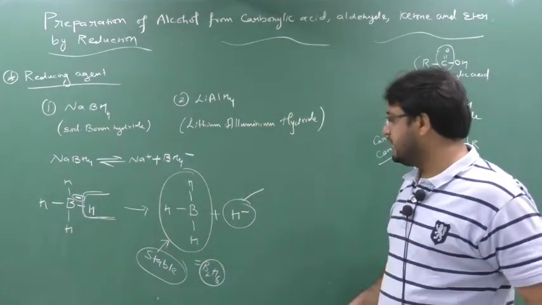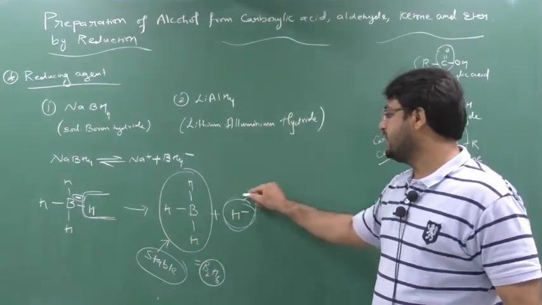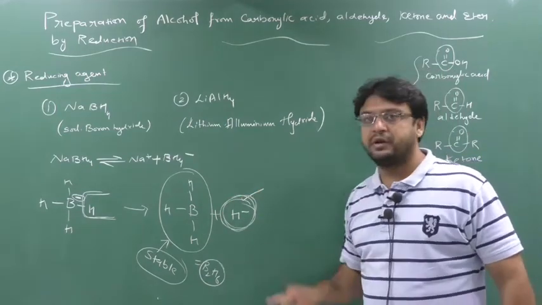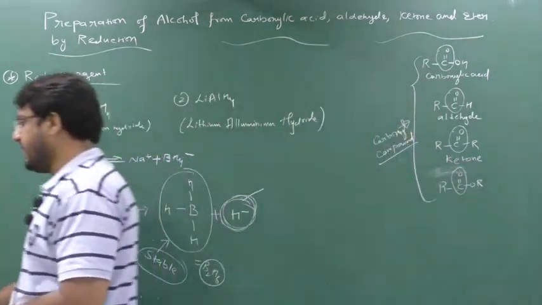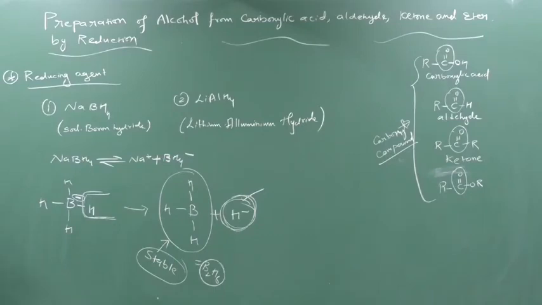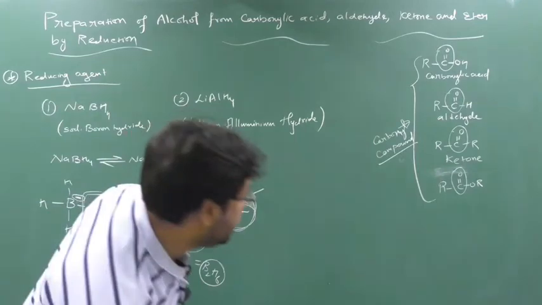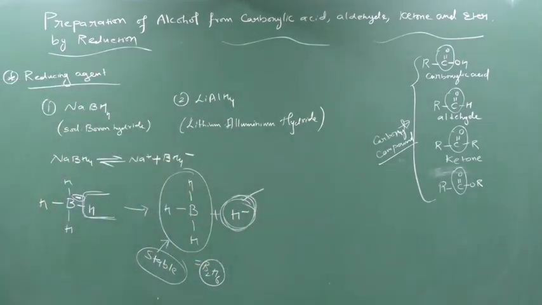If H is gaining the electron, it will create a minus charge on it, and whenever H creates a minus charge, it becomes what? Hydride. So H minus is known as a hydride. This part is clear? Okay. So understand who is providing us H minus here: this BH4 minus, in this way.